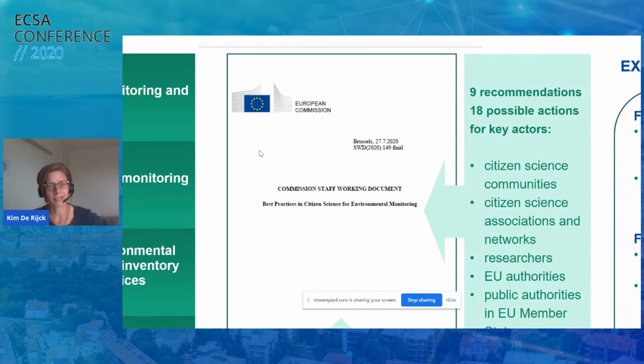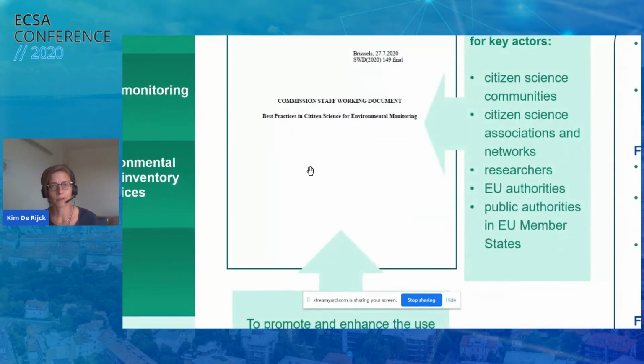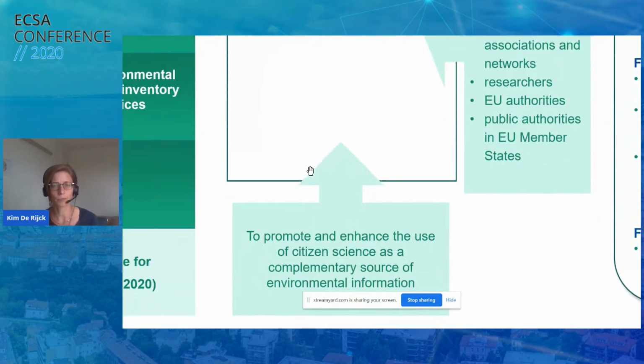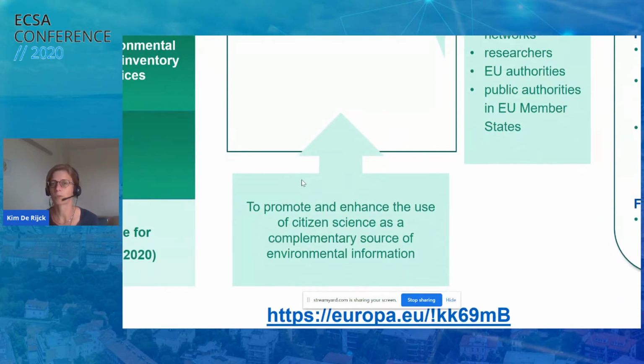The document has been published by the European Commission, but it's actually the product of a collaboration between the European Environment Agency and several departments in the European Commission: Environment, Research and Innovation, and the Joint Research Centre. The purpose of it is to promote and enhance the use of citizen science as an additional source of environmental information, and for use in policy and monitoring for official purposes.